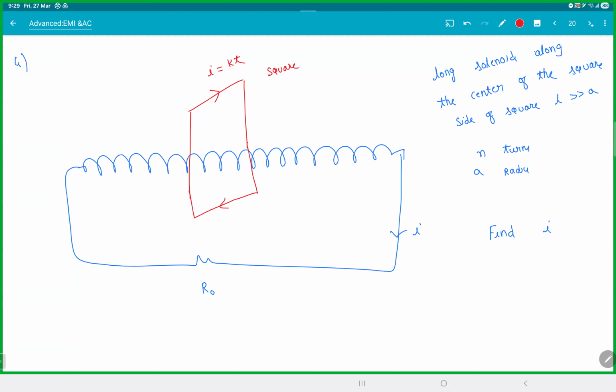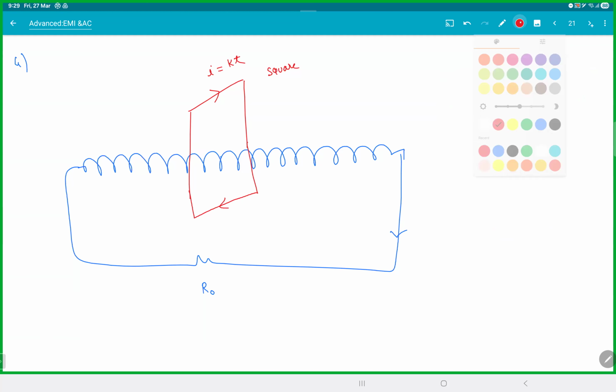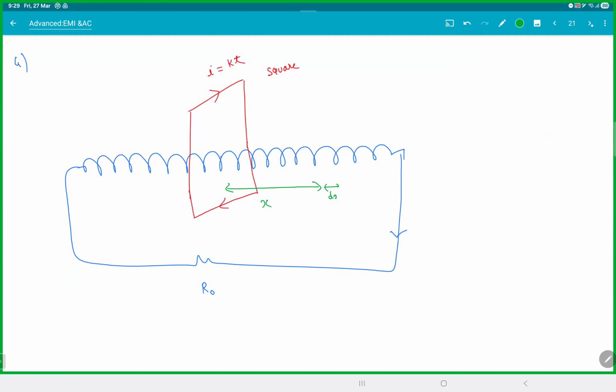Let's see. The result we get will be quite interesting. So at a distance x, take a small dx. The flux in that small dx will involve the number of turns, which is n into dx, because n is the number of turns per unit length.